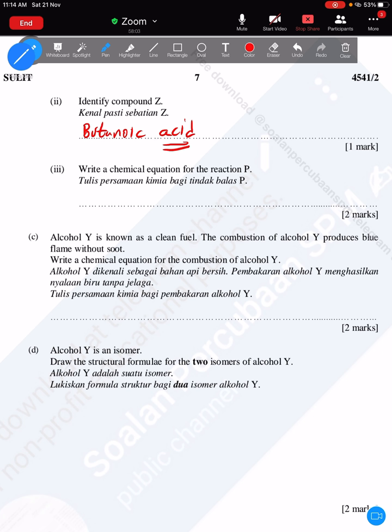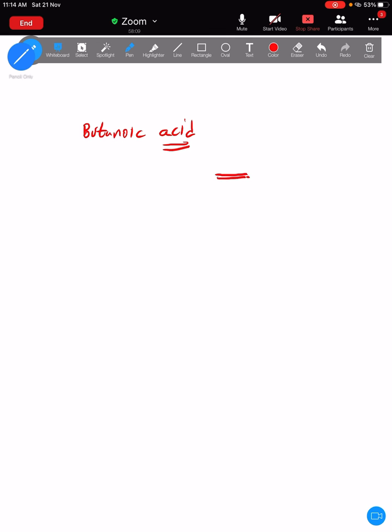Write a chemical equation for reaction P. Okay, this one, let me teach you in detail, my dear. You have alcohol. Which alcohol am I talking about?